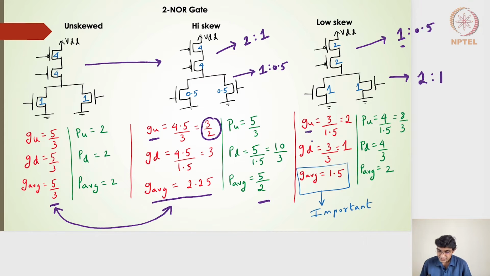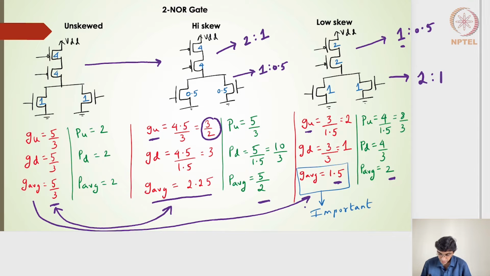The average of GU and GD turns out to be 1.5, and then the P average turns out to be 2. And now if I start comparing between the unskewed 2-input NOR gate and a low-skew 2-input NOR gate, it turns out that the low-skew one on average is also 1.5, which is less than 1.66, which is 5 by 3. Parasitic average turns out to be the same. P average is 2 here, P average is 2 here. So the parasitics remain the same.